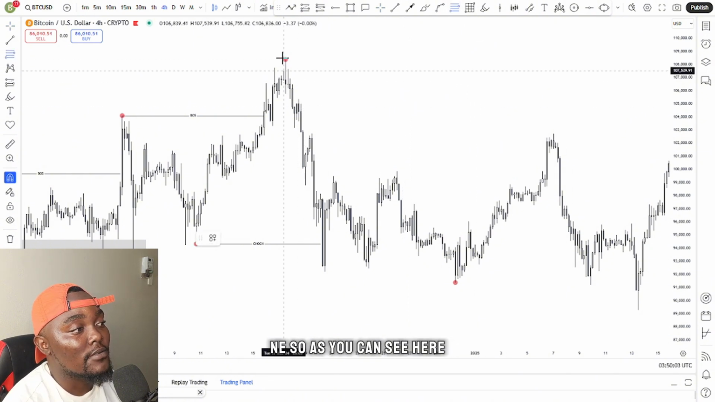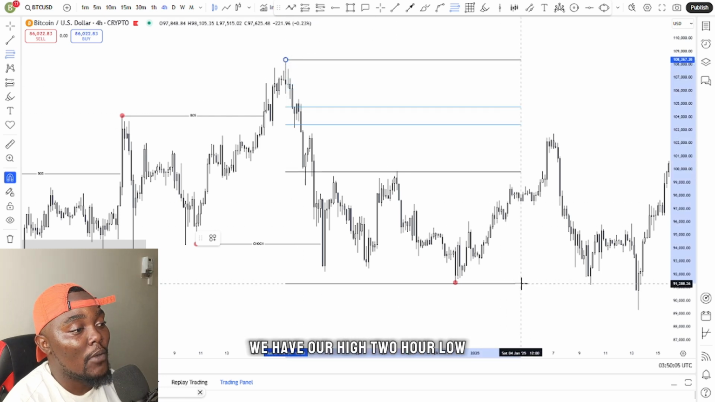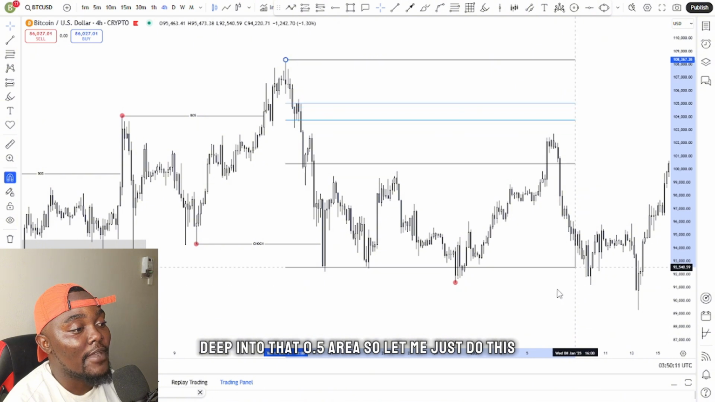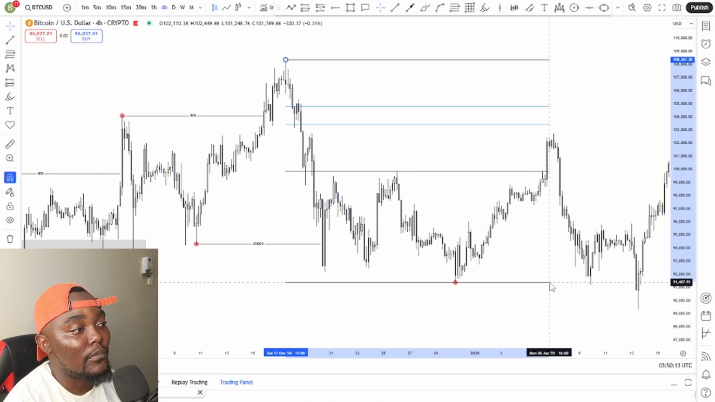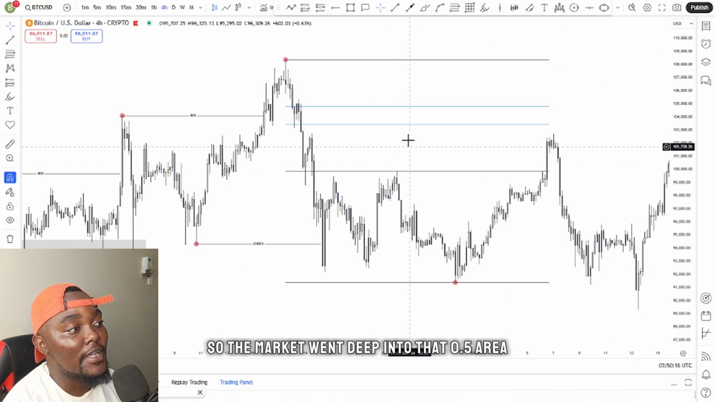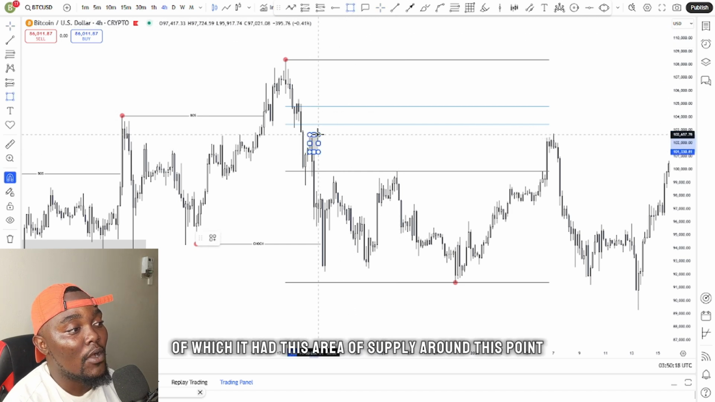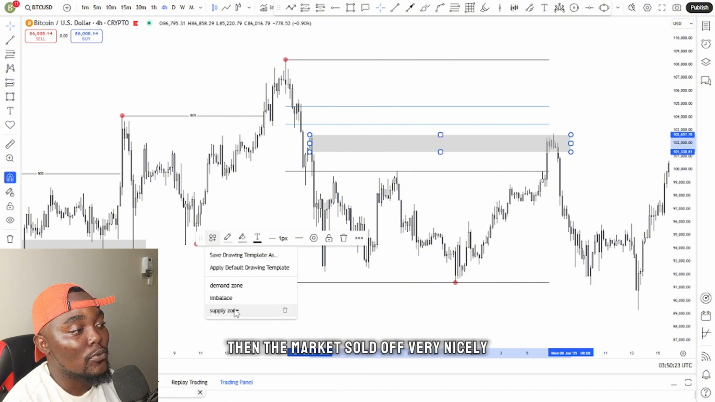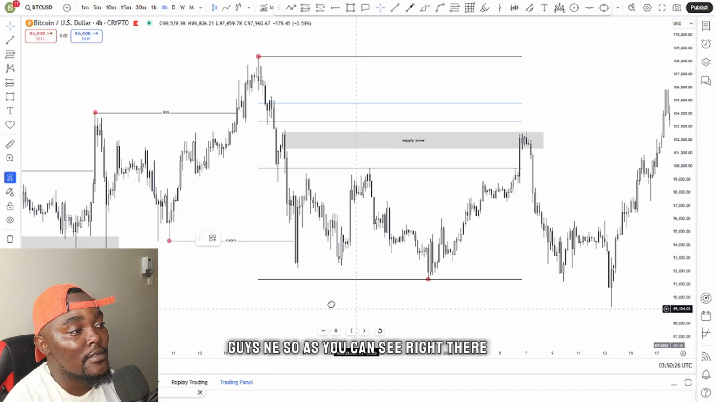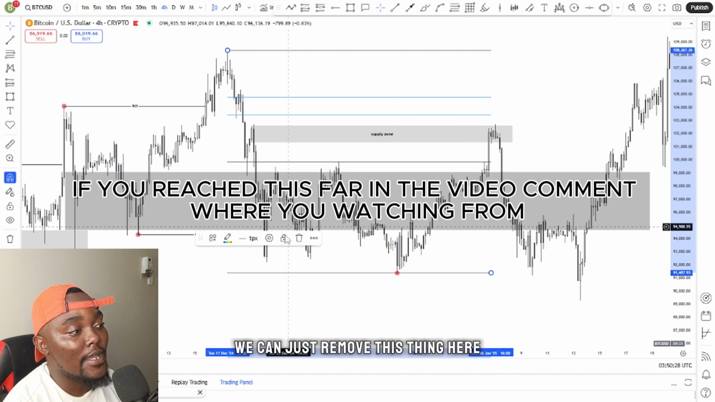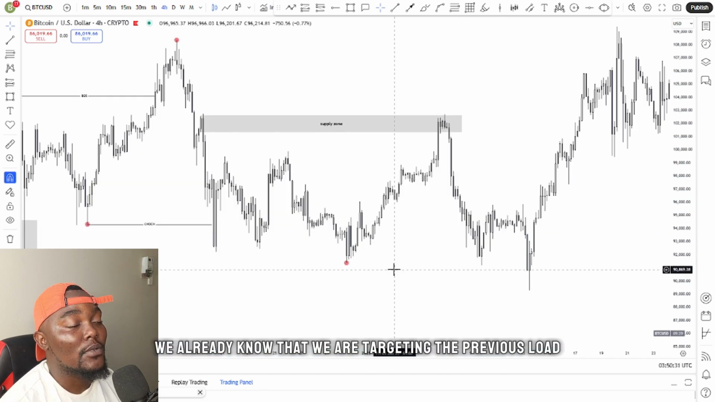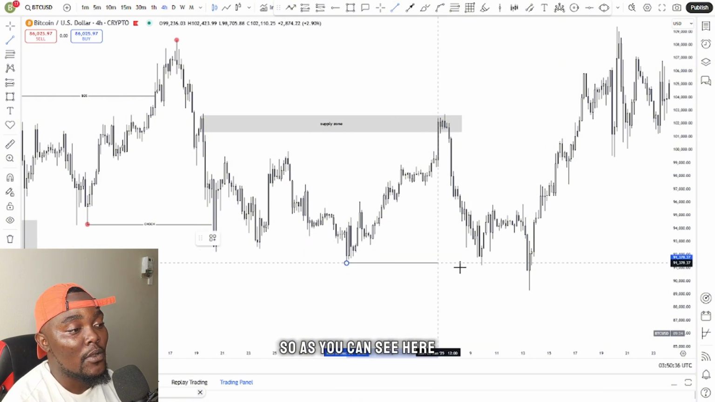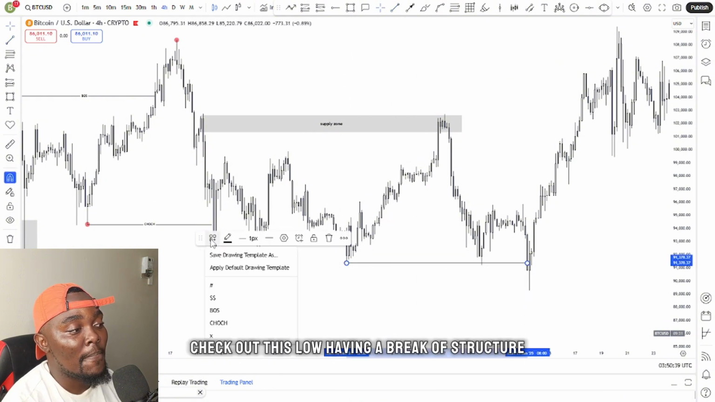Now, as you can see here, we have our high to our low. You can obviously see that the market went deep into that 0.5 area, which had this area of supply around this point. So tapping into the supply, the market sold off very nicely, guys. Whenever the market sells, we already know that we are targeting the previous low, just because it's the one that is weak. As you can see here, we took out this low, having a break of structure.